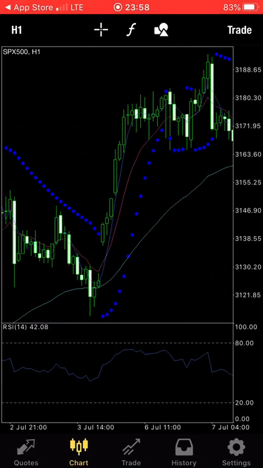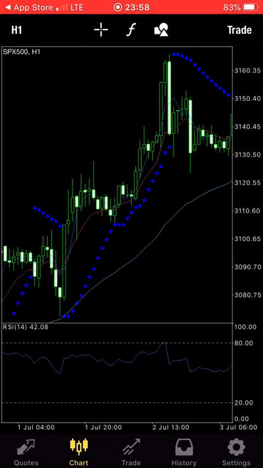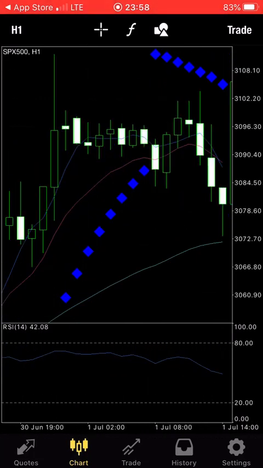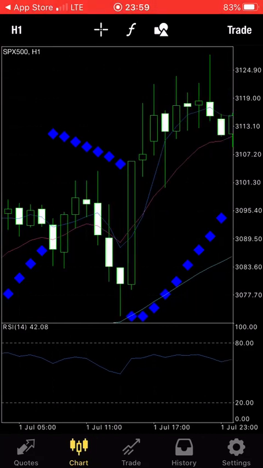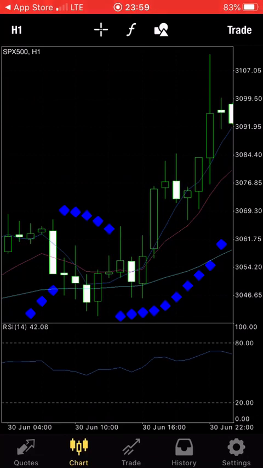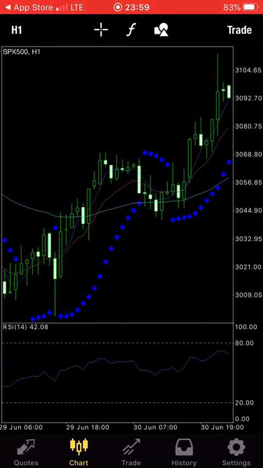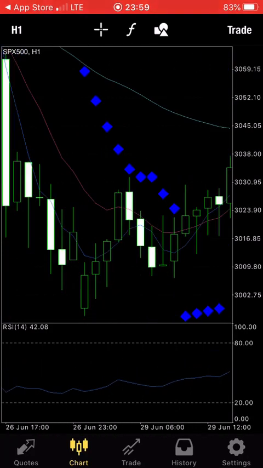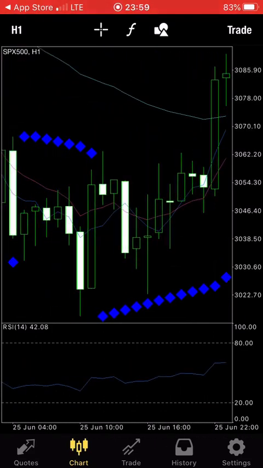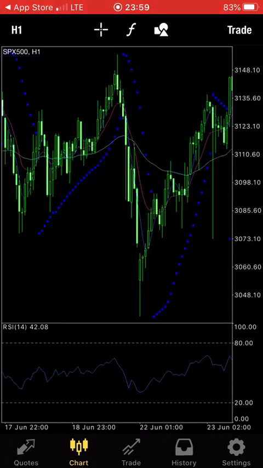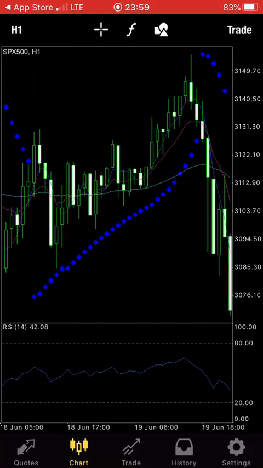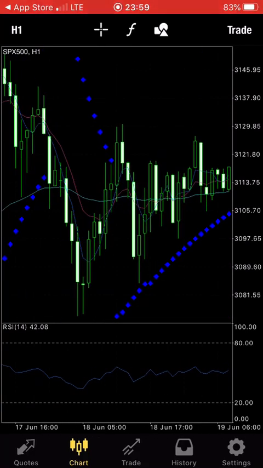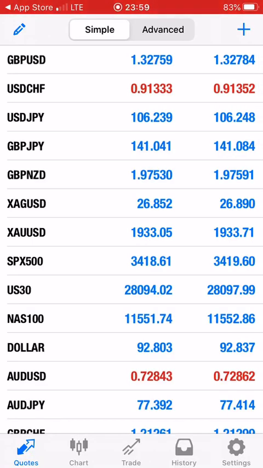So sometimes when it crosses over the moving average, it's for a very short time. It will be up, and then all of a sudden it'll wrap around and go the other way. So it's not a perfect strategy. No strategy in the market's perfect. There's just no way to be 100% perfect in the market. So yeah, that's basically the SPX 500. Now let's go to gold.